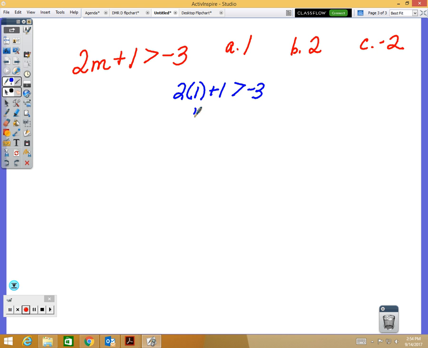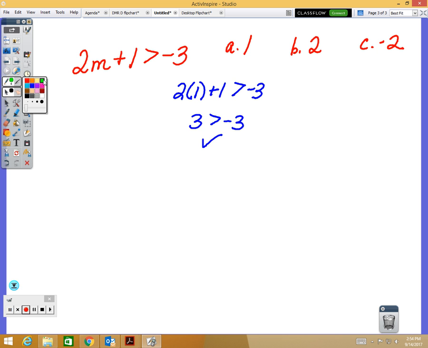Yes, because it's 4, right? 2 times 1 is... sorry. Here I am trying to hurry. Sorry. 2 times 1 plus 1 is 3. 3 is greater than -3. So, yes. A is yes.